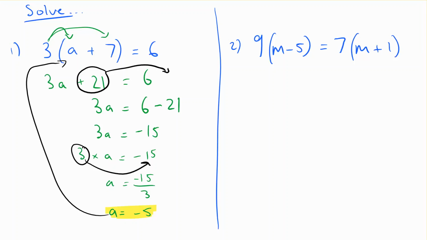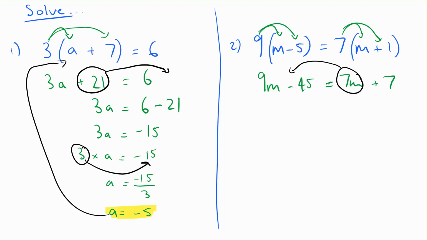There are 2 sets of brackets on either side of the equation. So let's still do the same thing and go and expand. 9 times m is 9m. 9 times negative 5 is negative 45. Put your equal sign underneath. 7 times m is 7m, and 7 times positive 1 is plus 7. Now this is an equation with variables on both sides. So let's move the 7m over here. And we're also going to move the minus 45 over there.